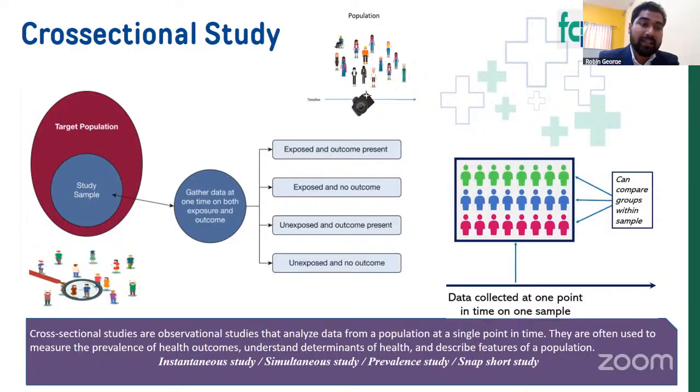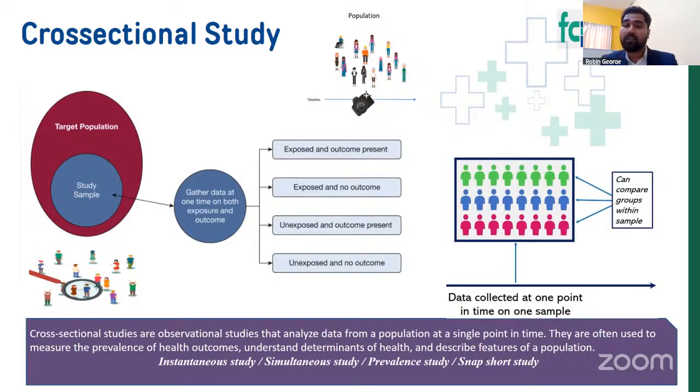You can see there is a target population, that big round, that big village. Out of that, we go for a study sample. We take a few people: out of the 1 lakh people, I took 10,000 people. Then I gather the data. What data am I gathering? Exposed and outcome present, which means obese and diabetes. How many are obese out of the total 1 lakh people? In that I have taken 10,000 people. Then in those 10,000 people, exposed and outcome present.